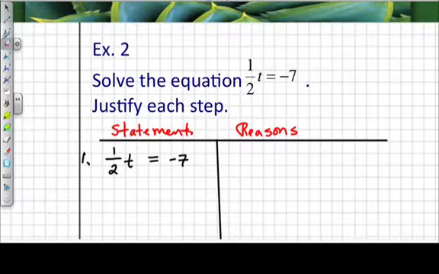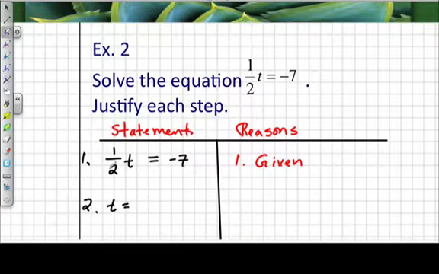Oh my gosh, this problem couldn't get any easier. Reason number 1 is given. That was the problem that was given to me. Now if I look at this, all I want to do is get rid of that 1/2. So I can multiply both sides of the equation by 2. And let's just go ahead and skip writing the work there. We'll think in our head what would happen if we multiply both sides by 2.